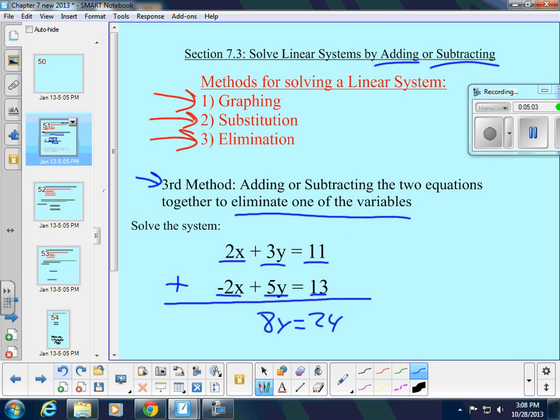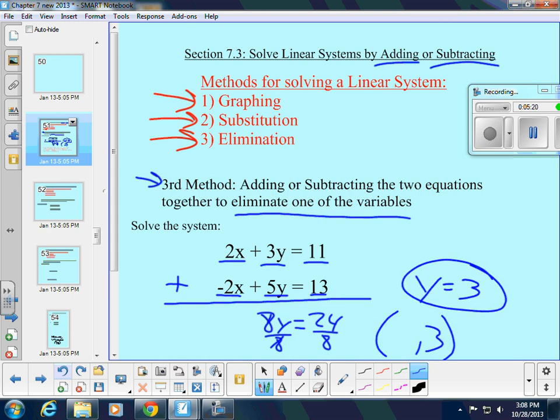What do I have left? Just this one-step equation, 8y equals 24. I can solve this just like a one-step: divide both sides by 8. y equals 3. And so now I've got my y-coordinate for that point of intersection. Again, if I graph these two lines, they intersect at some point. Right now, I know the point is something, comma, 3.